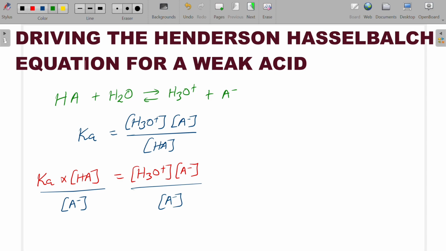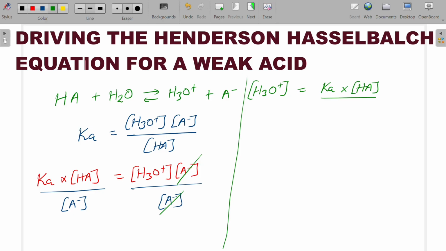When we do that, you're going to find out that this concentration and this concentration will cancel. What we'll have on the other side is the hydronium ion concentration on one side alone, meaning we've made it the subject. This will be equal to, on the other side, Ka multiplied by the concentration of the acid, and the whole expression is divided by the concentration of the base.